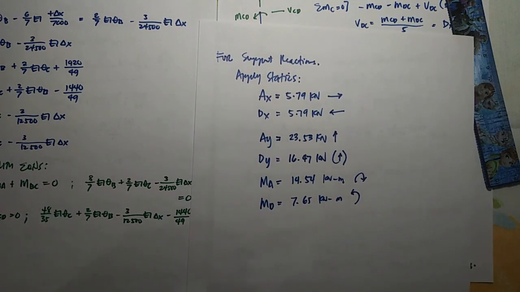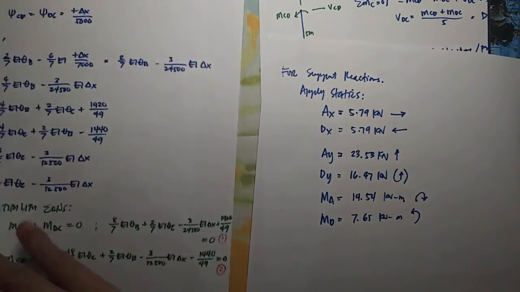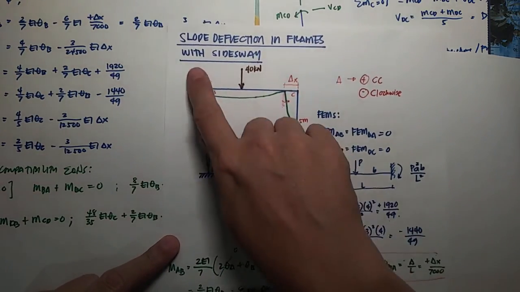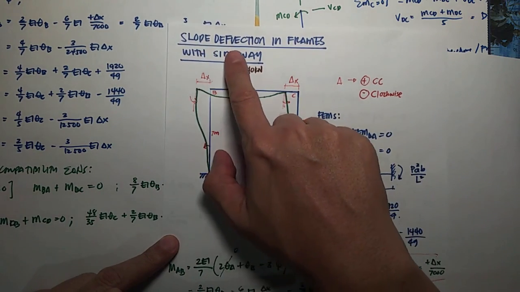Okay, so I hope you learned something out of this example. So again, this is an example of an analysis of frames with sidesway using the slope deflection method.